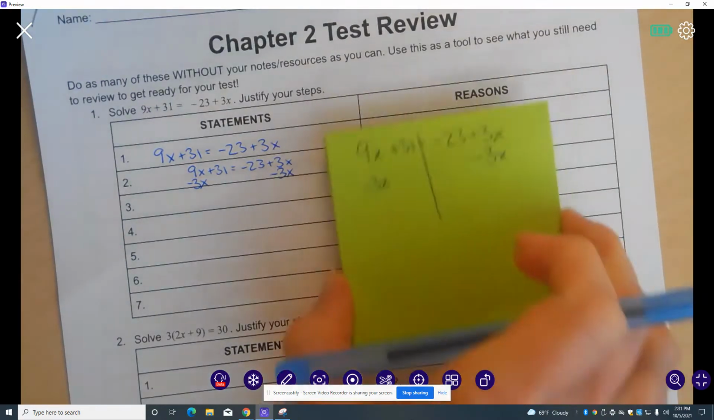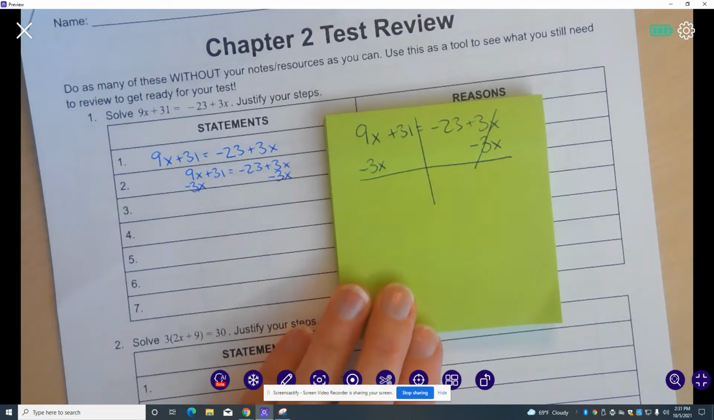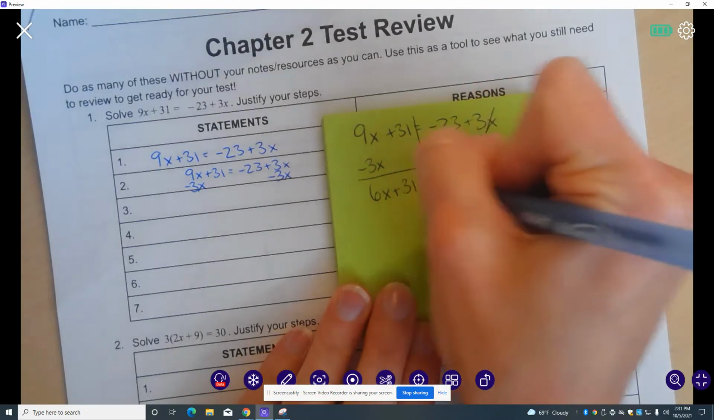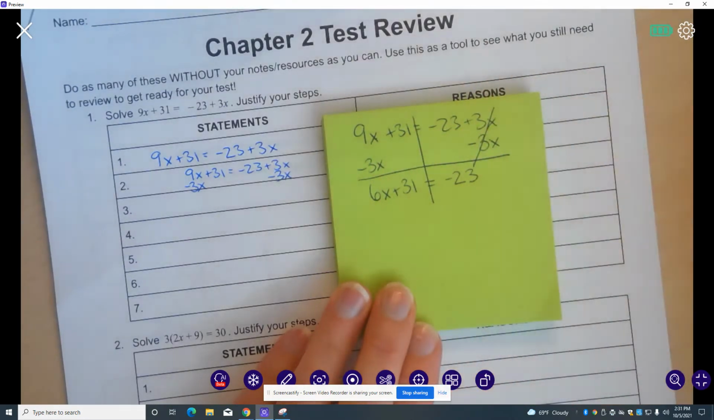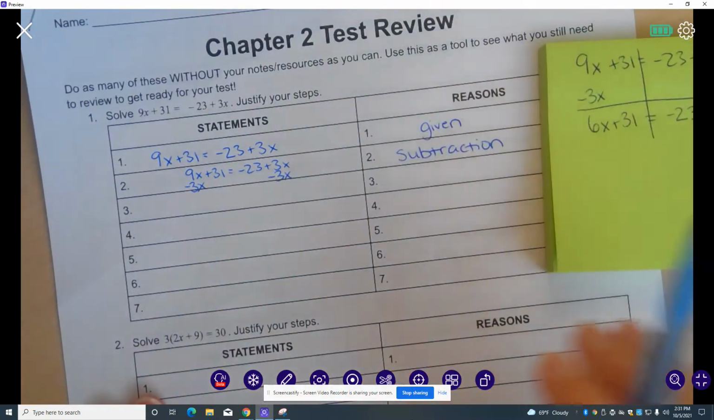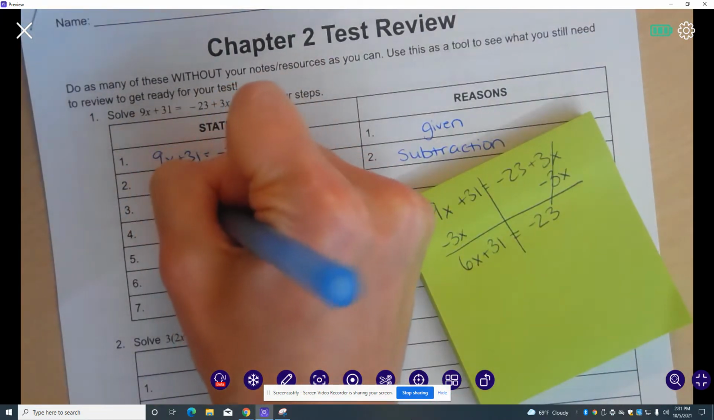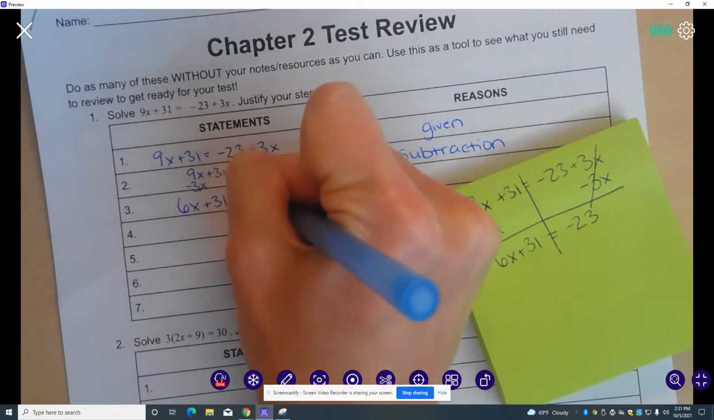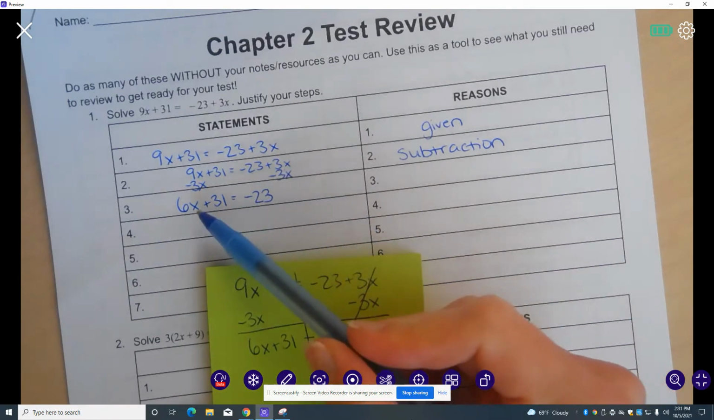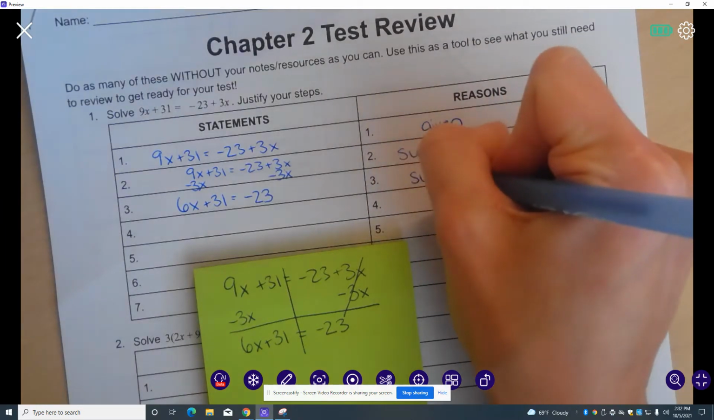All right, so now I'm going to go back to solving my equation. I'm going to cancel and simplify to get a new equation. 9x minus 3x is 6x. Everything else stays the same. So stop. We're going to put this in our proof now. You now need to show what's my new equation that I have. So I have 6x plus 31 equals negative 23. And remember, anytime you are simplifying and combining like terms to get a more simplified equation, you are using substitution.